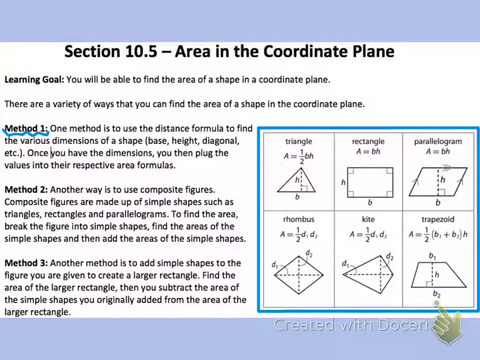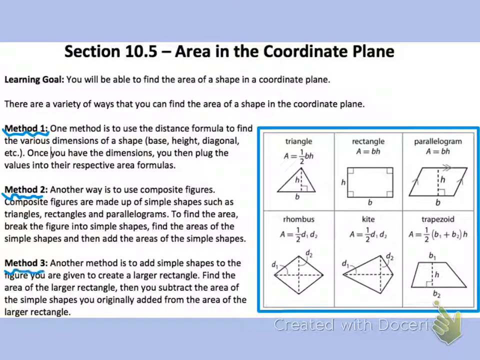A second method is to use composite figures. Composite figures are made up of simple shapes such as triangles, rectangles, and parallelograms to find the area. Break the figure into simple shapes and find the areas of the simple shapes, and then add the areas of the simple shapes. So let's say you have an irregular shape, but you can see in it that you could split it into, say, a triangle and a rectangle. Then you could find the area of the separate pieces and add them together.